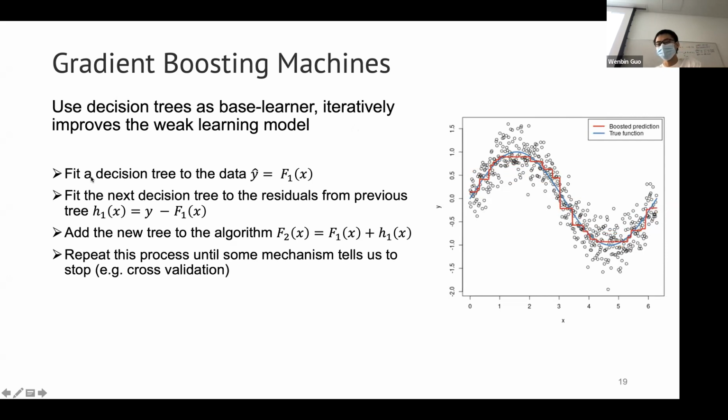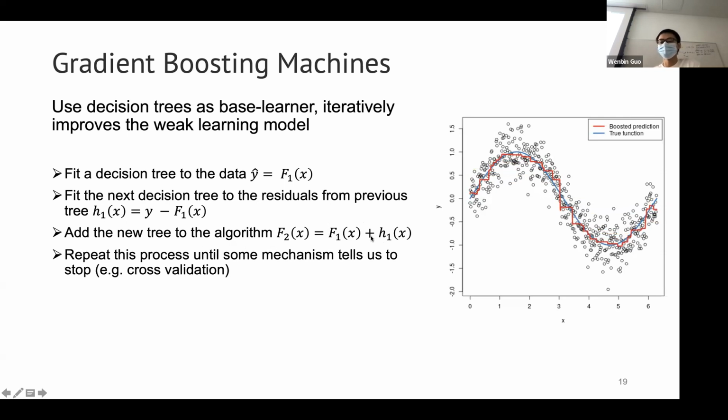For example, we first fit a decision tree to the data, and then we have some prediction results. Then for the next decision tree, because this algorithm is learning sequentially, we want to learn the residuals you make: can we fit another decision tree to learn it? After these two steps, we will have a new regressor, F2, which equals the first decision tree plus the second decision tree.